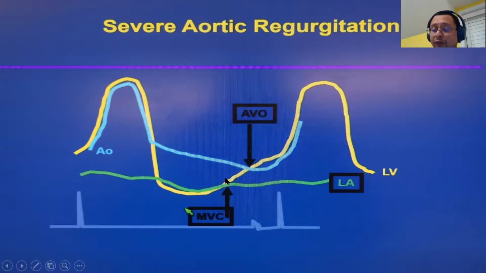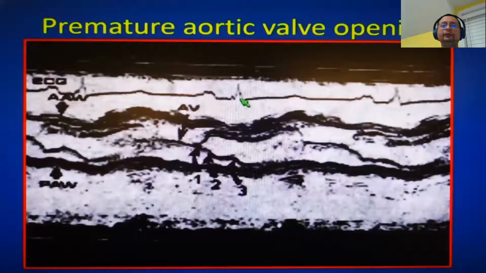That is the first one. Another one: if it's really severe, as we go through diastole, even before the end of diastole, the LV diastolic pressure is already higher than the aortic pressure. So your aortic valve can also open prematurely. The mitral valve can close prematurely, and the aortic valve can also open prematurely before diastole ends. So those are the two phenomena that we can see in acute severe aortic regurgitation: premature mitral valve closure and premature aortic valve opening.